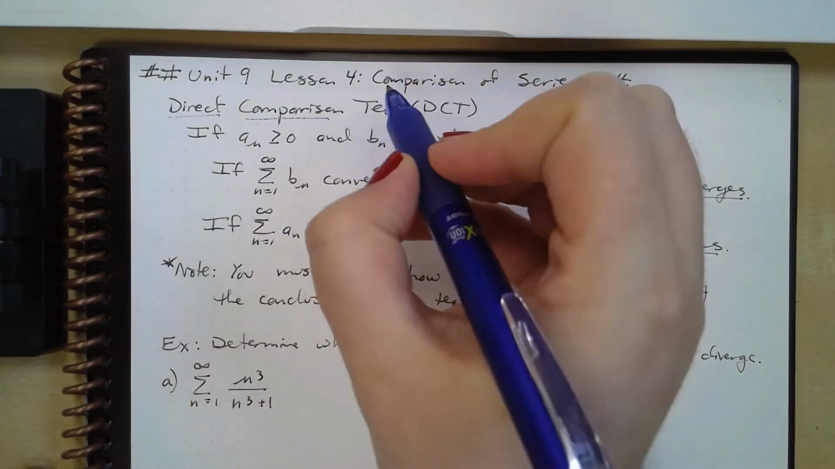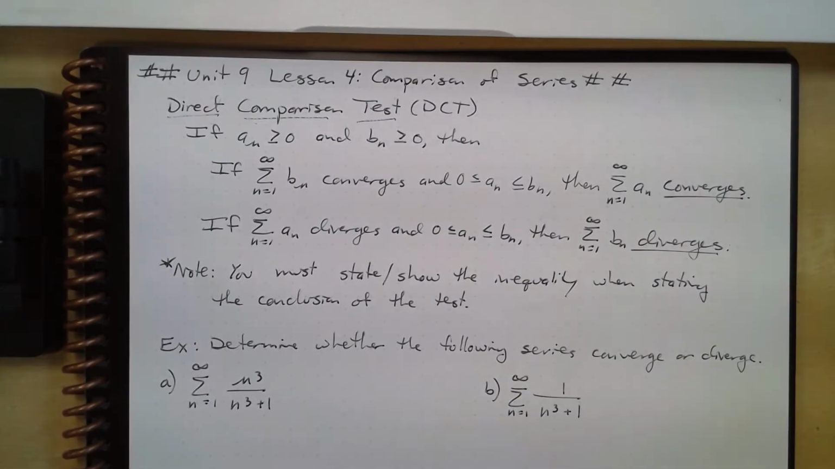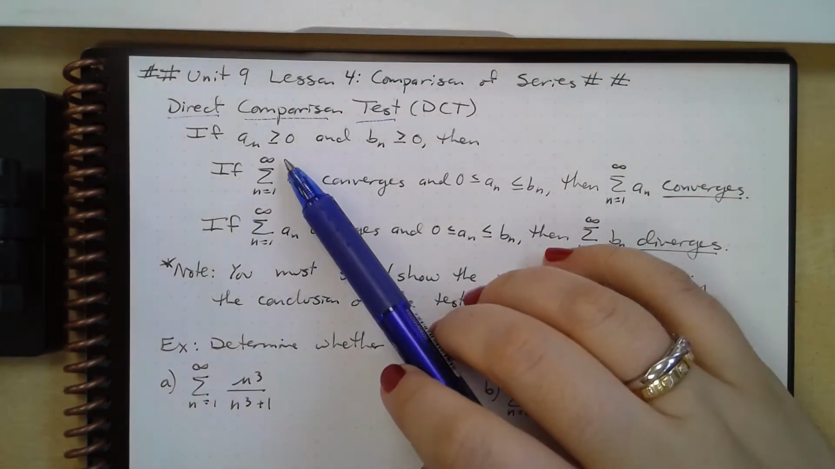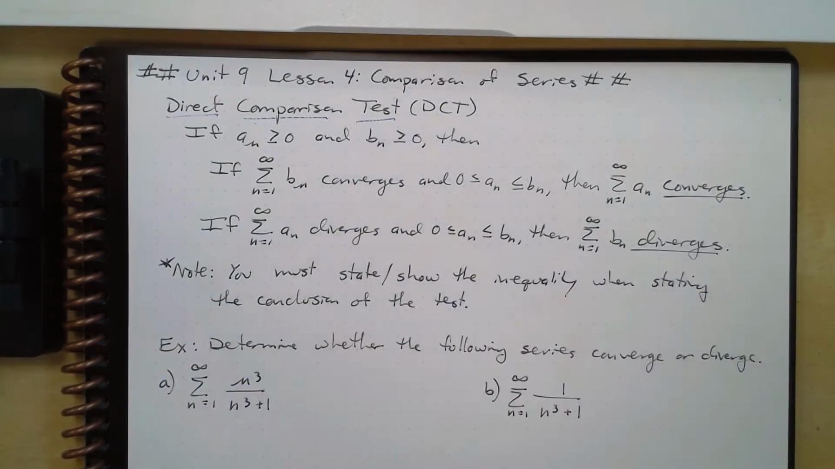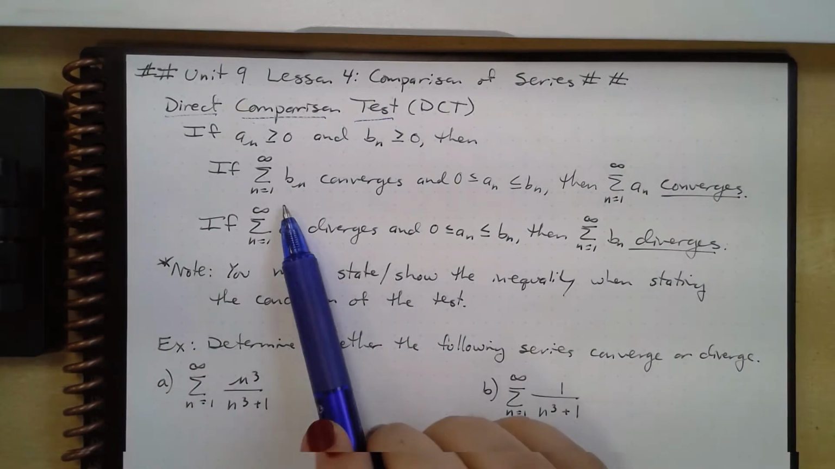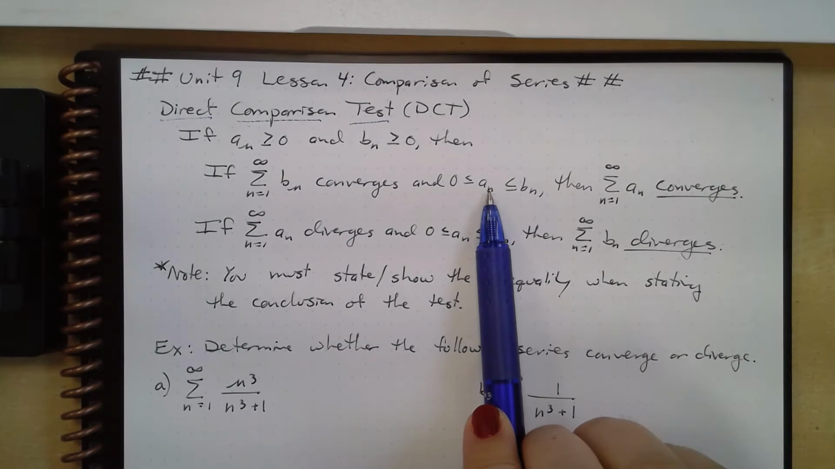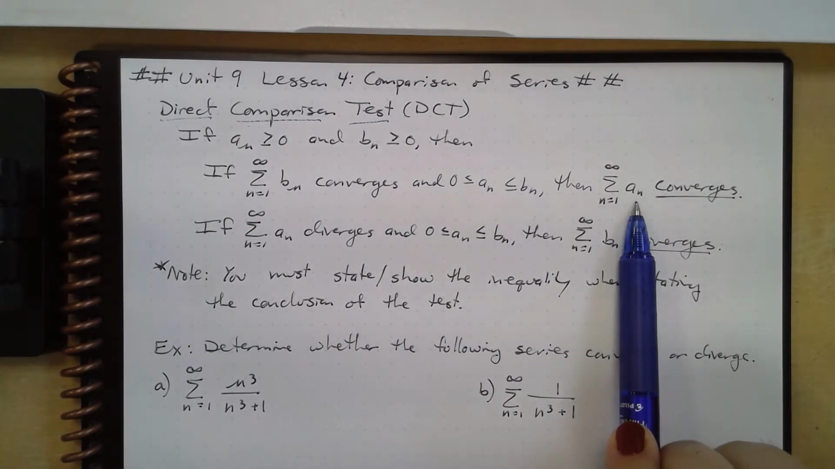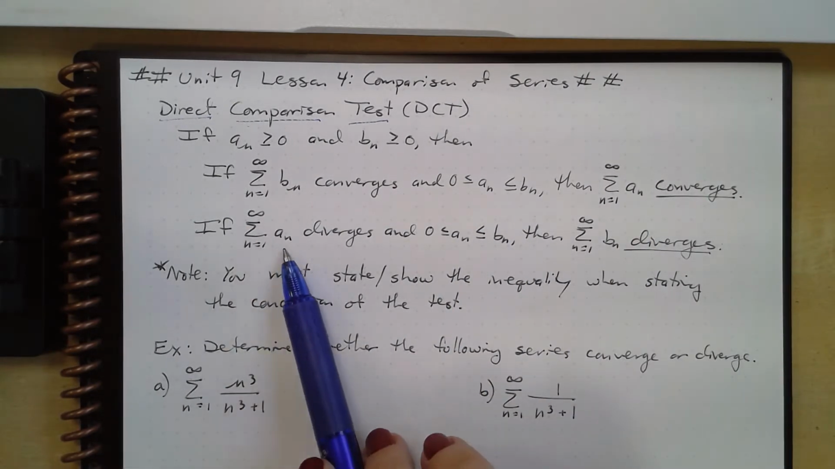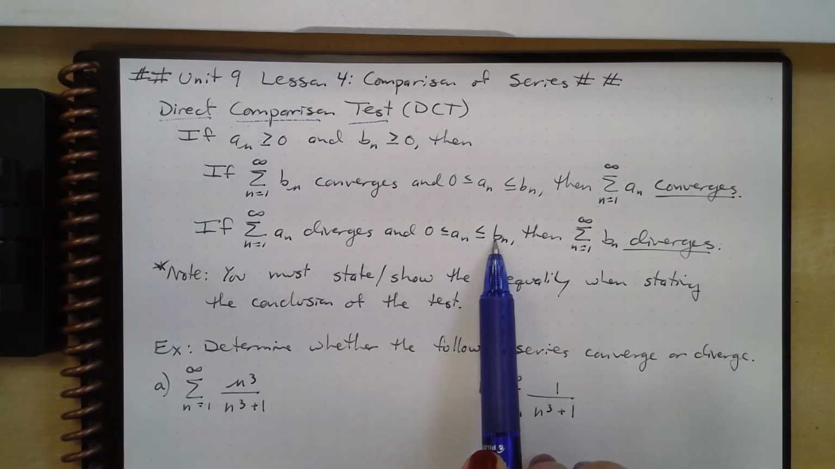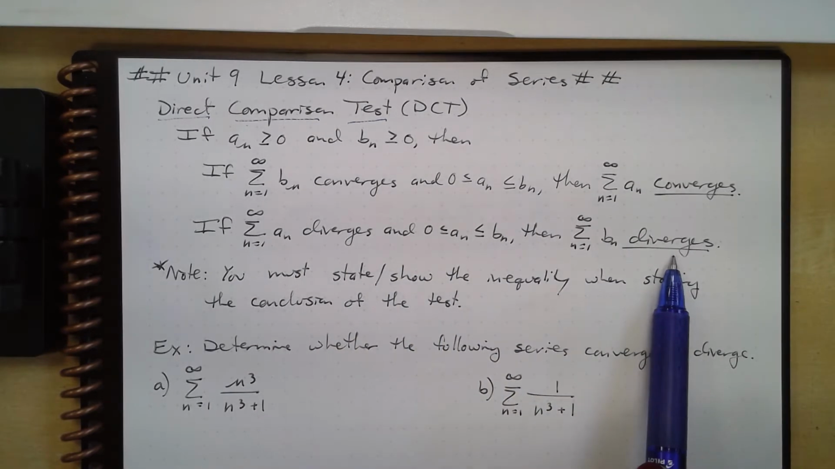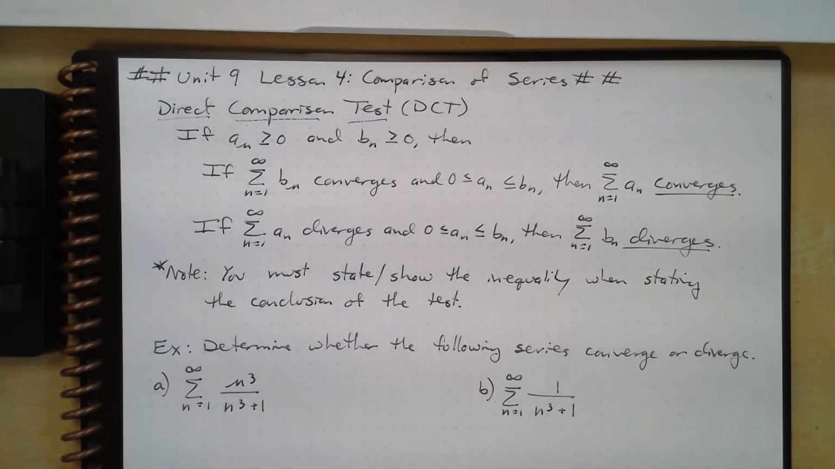So the direct comparison test tells us, if a sub n is greater than or equal to 0 and b sub n is greater than or equal to 0, and b sub n converges and is greater than a sub n, then a sub n is also going to converge. And if a sub n diverges and is less than b sub n, then b sub n is going to diverge. And I think this makes sense if you really think about it.